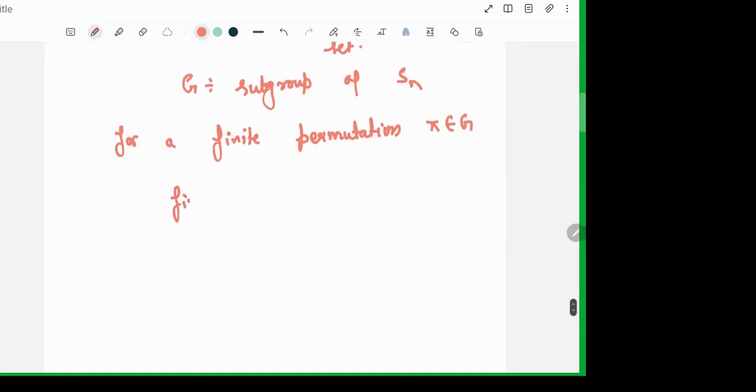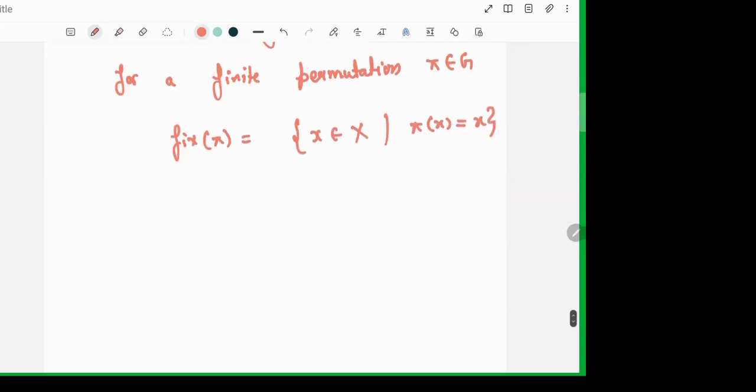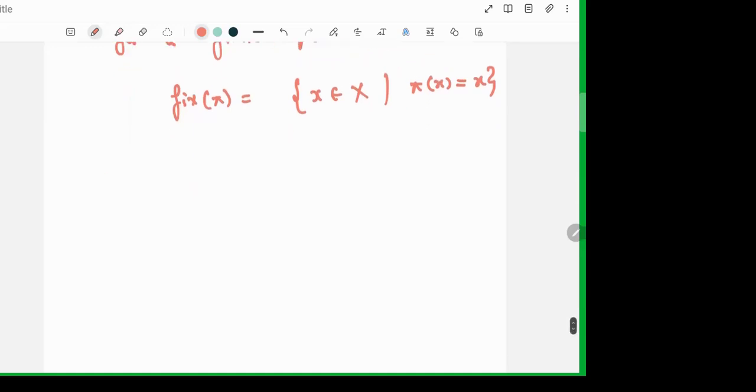what is the fixed set corresponding to this element? For pi, it is defined as the set of all x belonging to X such that pi acting on x is x itself. What does this mean? Under the permutation, this element is fixed. But what is a permutation? You know the symmetric group Sn, right? Do you know this symmetric group Sn?